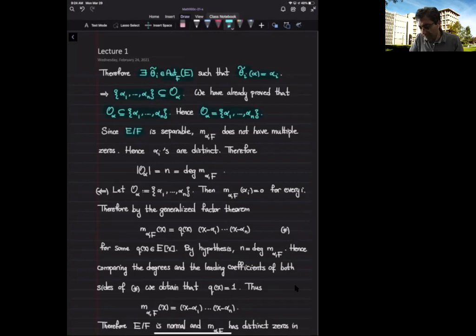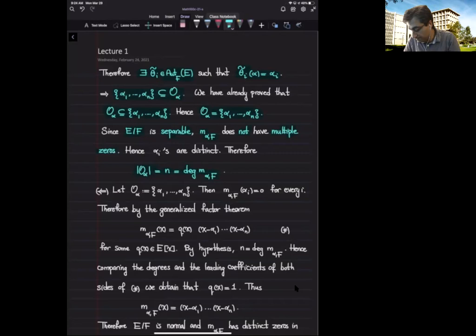Because E over F is a separable extension, the minimal polynomial of alpha over the base field F does not have multiple zeros. This means all these alpha_i's are distinct. And so altogether we deduce that the number of elements inside the orbit of alpha is equal to n, which is the degree of the minimal polynomial of alpha over the base field. So this completes the proof of this direction. If E over F is a finite Galois extension, then the size of the orbit of every element is precisely equal to the degree of the minimal polynomial of that element.